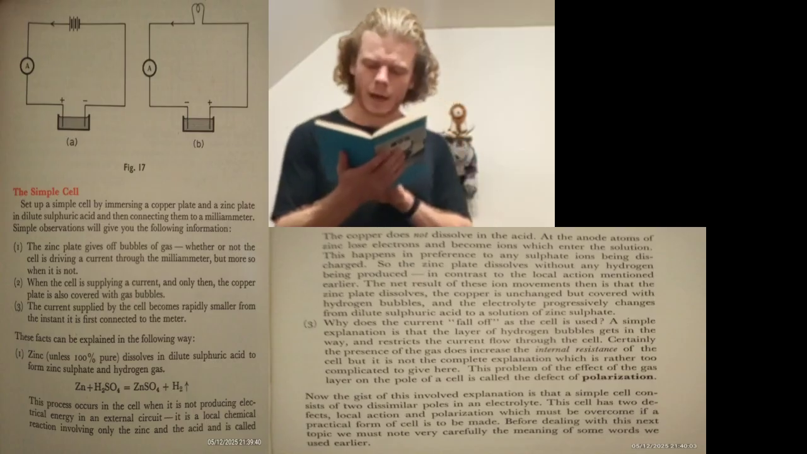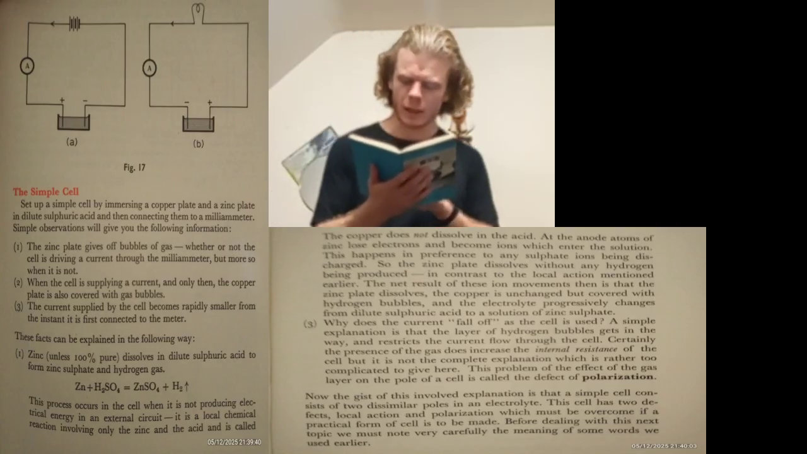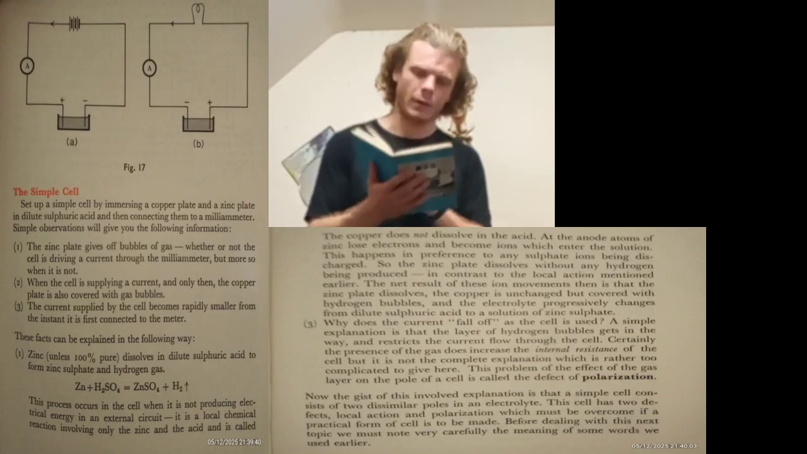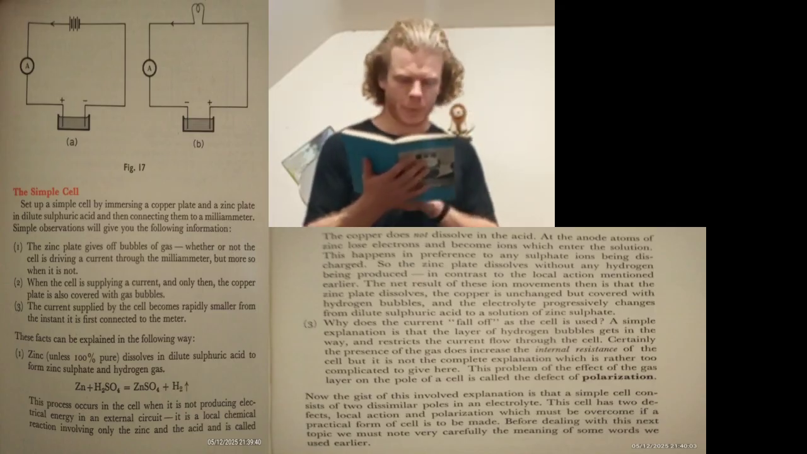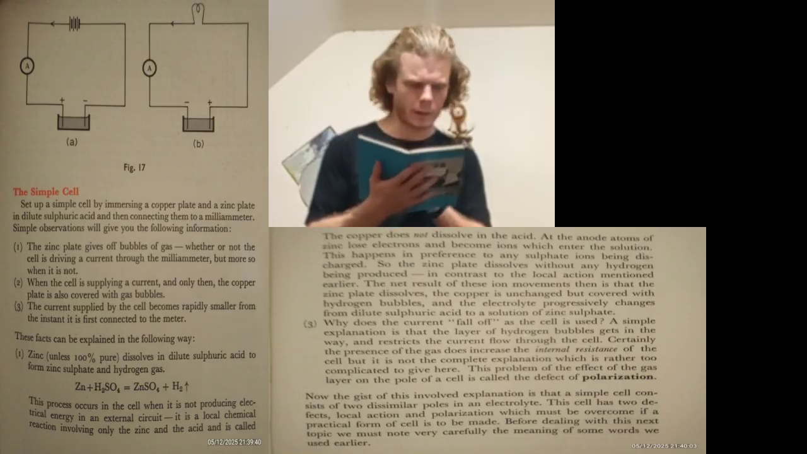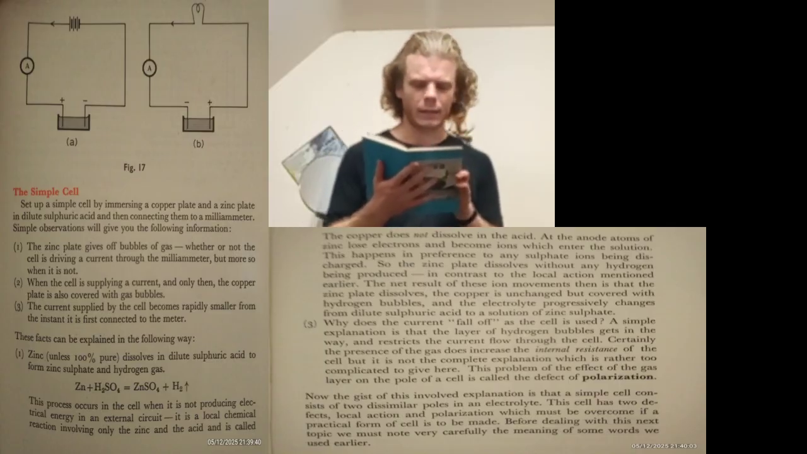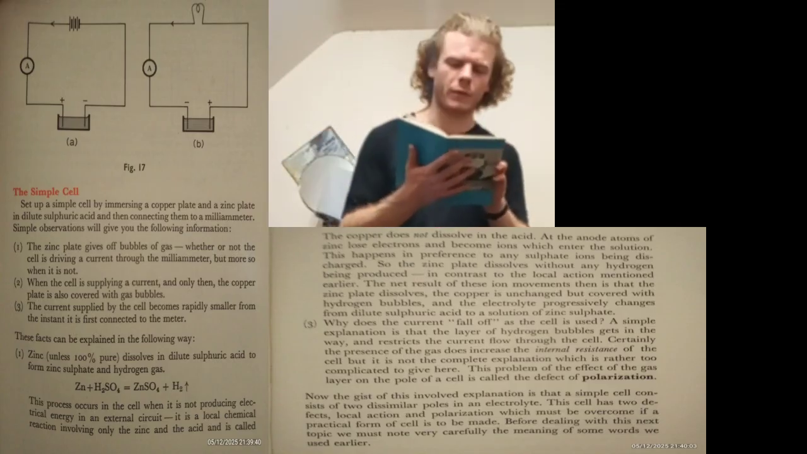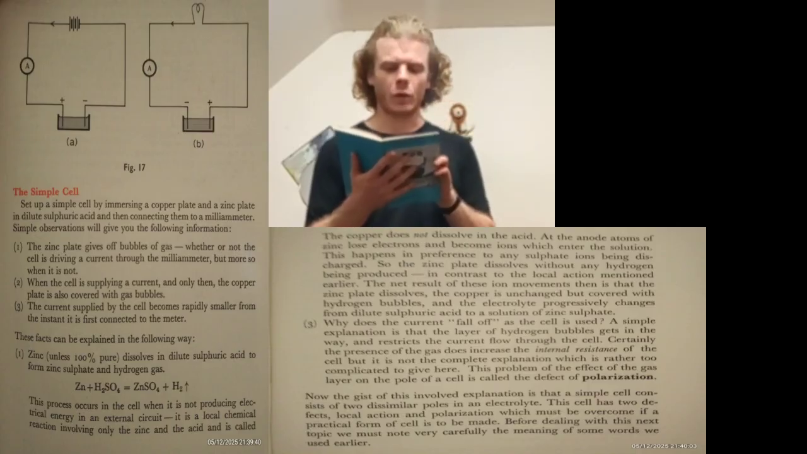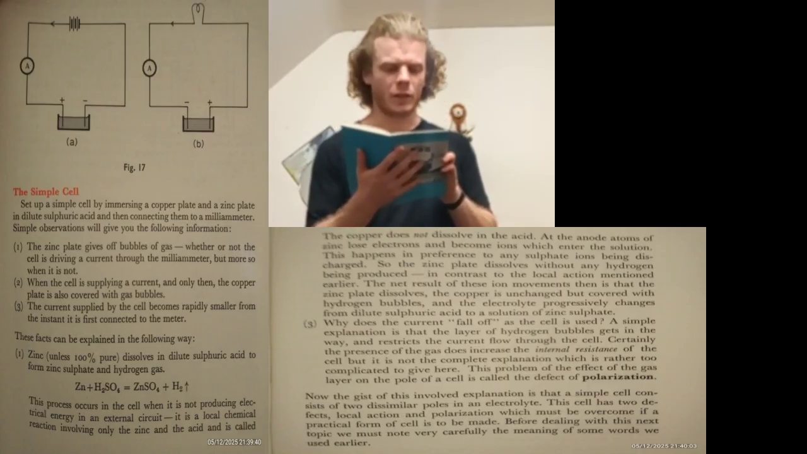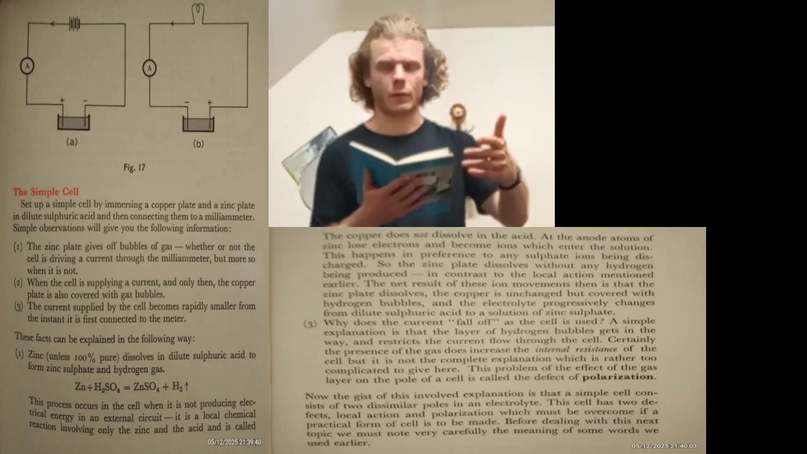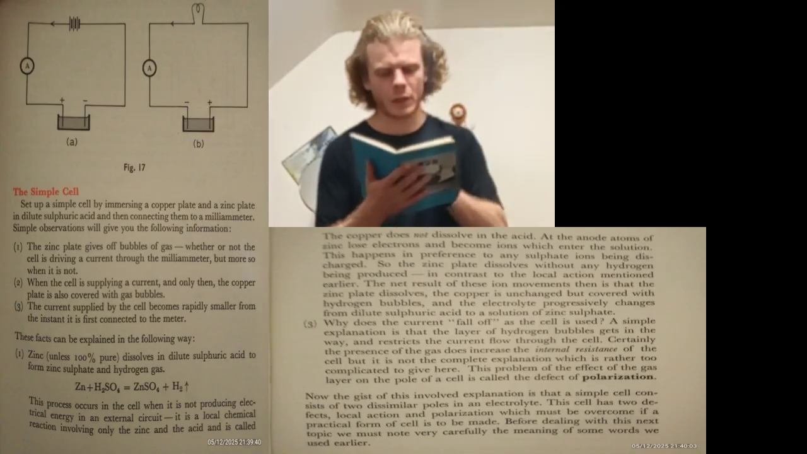And number 3, the current supplied by the cell becomes rapidly smaller from the instant it is first connected to the meter. I don't understand. Okay. Explanation of 2 goes on. Copper, unlike zinc, does not dissolve in dilute sulfuric acid, and the appearance of bubbles, the hydrogen effect, on the surface of a copper plate is certainly not local action, but evidence of a general action of a cell. Zinc is dissolving in sulfuric acid, copper not. So the situation is like this.